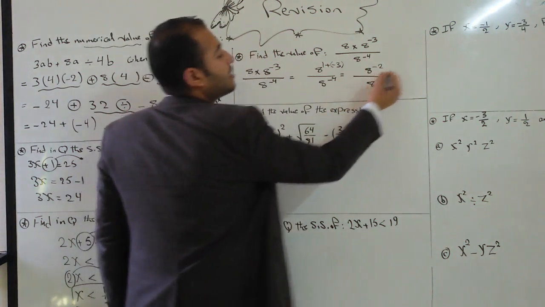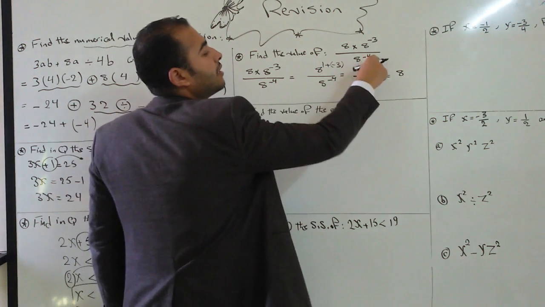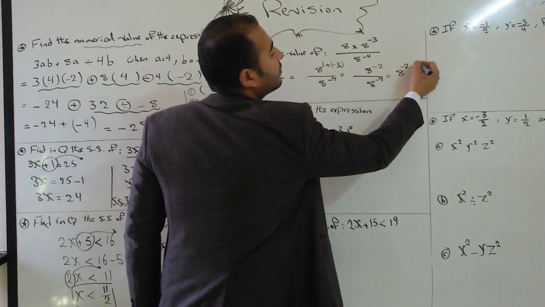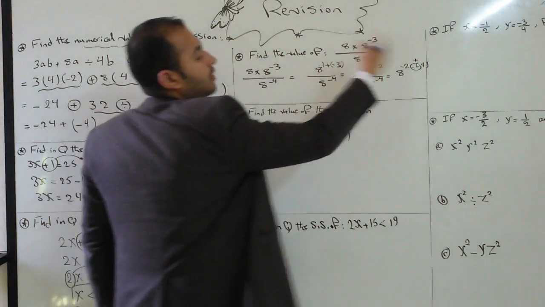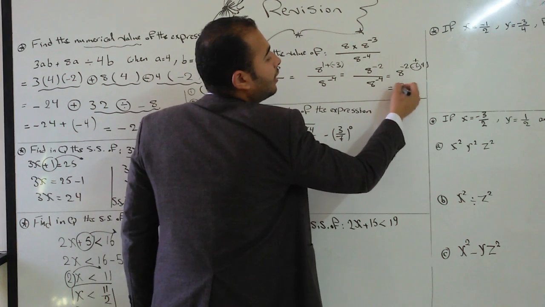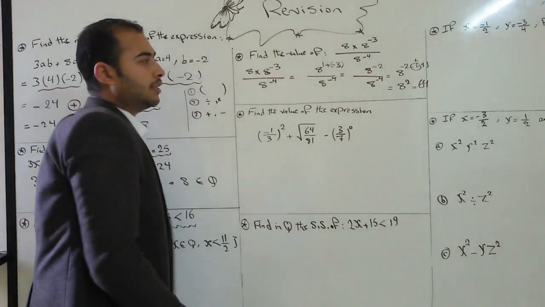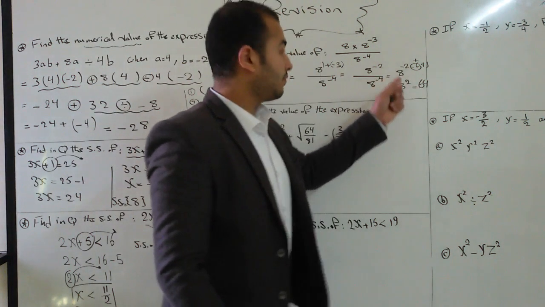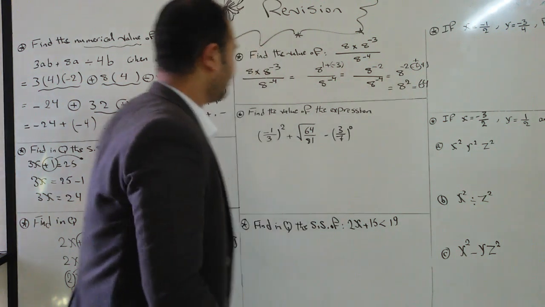I have 8, the same base, so I put 8, and this is divided, so I subtract the powers: negative 2 minus negative 4. Minus and negative will be plus, so negative 2 plus 4 will be 2. Then 8 to the power 2 equals 64. 8 to the power of negative 2 minus negative 4 is negative 2 plus 4, which equals 2. Then 8 squared equals 64.